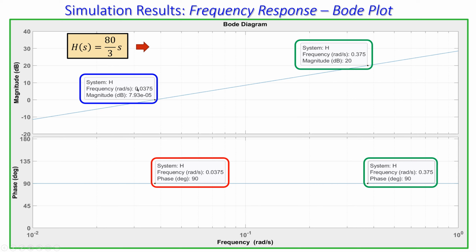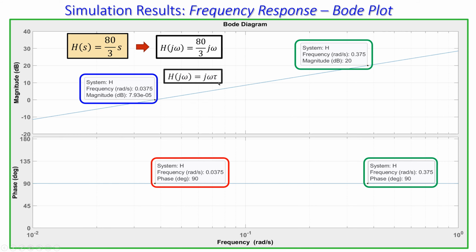So let's look at this frequency in more detail. If I just change my s to j omega, so I go from the s domain to the j omega domain, I have this, only changing the s to j omega, and then I can use this standard formula, which has a tau, which is specifically the differentiator time constant in this model. Then this tau time constant is just the value you see here. So if you place it here at the back, you will have 80/3 seconds. That is actually my time constant.